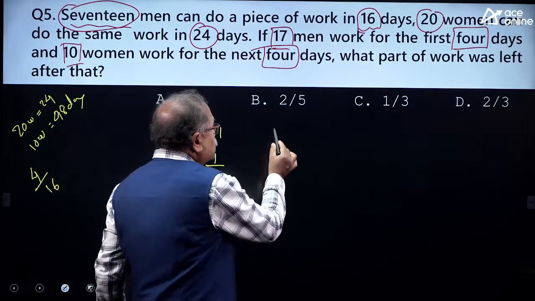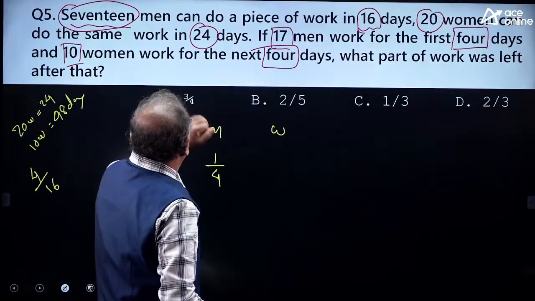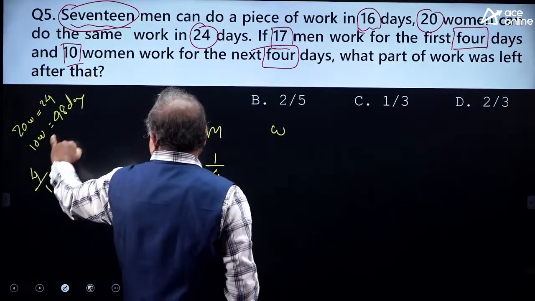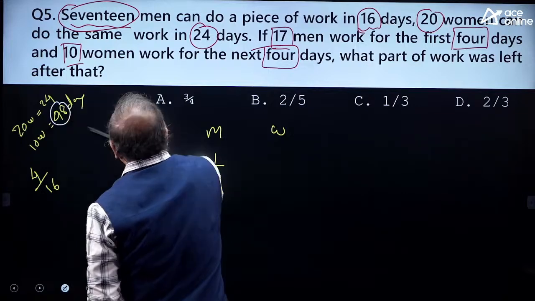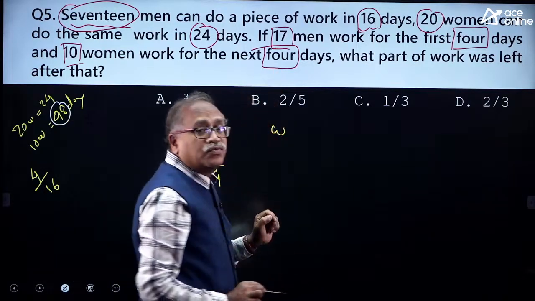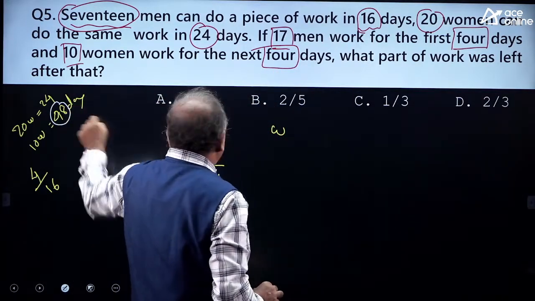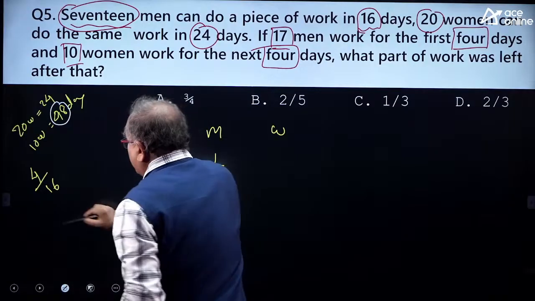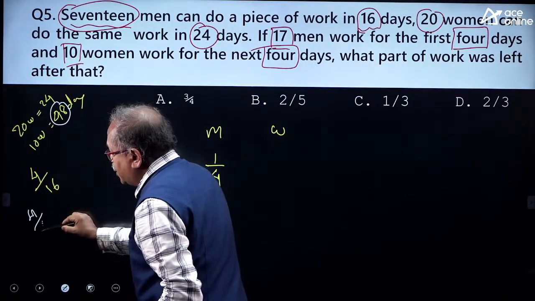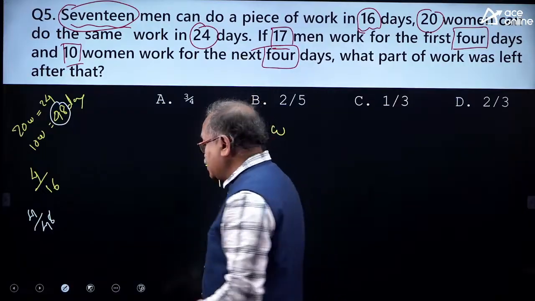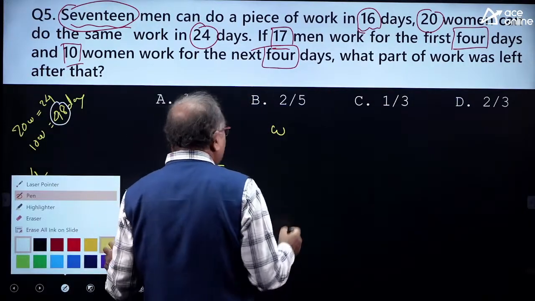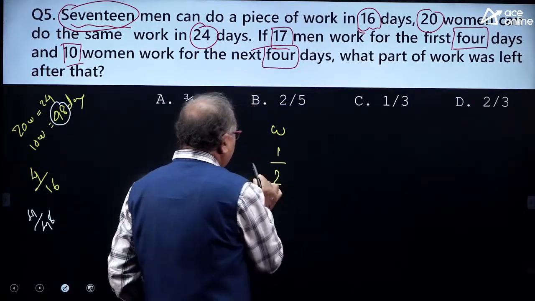And the women have worked. How many women? That is 10 women. I know that 10 women complete the work in 48 days. They worked for how many days? 4 days. 1 day's work is 1 by 48. 4 days' work is 4 by 48, which is nothing but 1 by 12. So here they have completed 1/12 of the work.